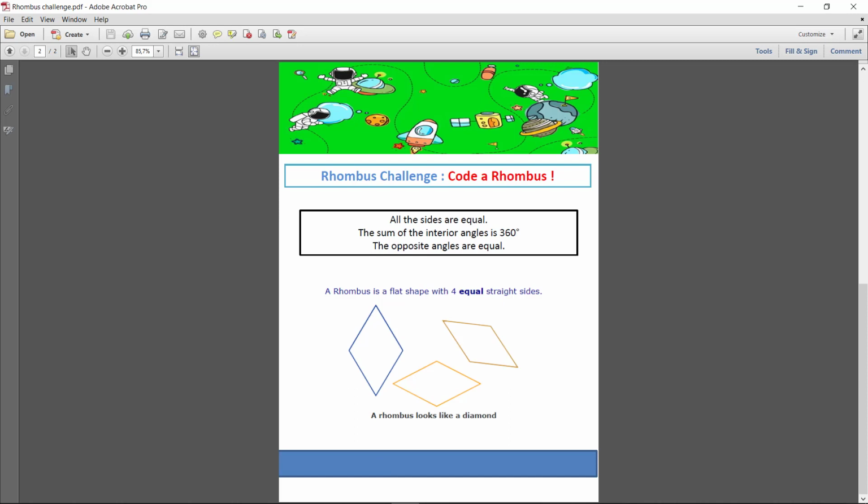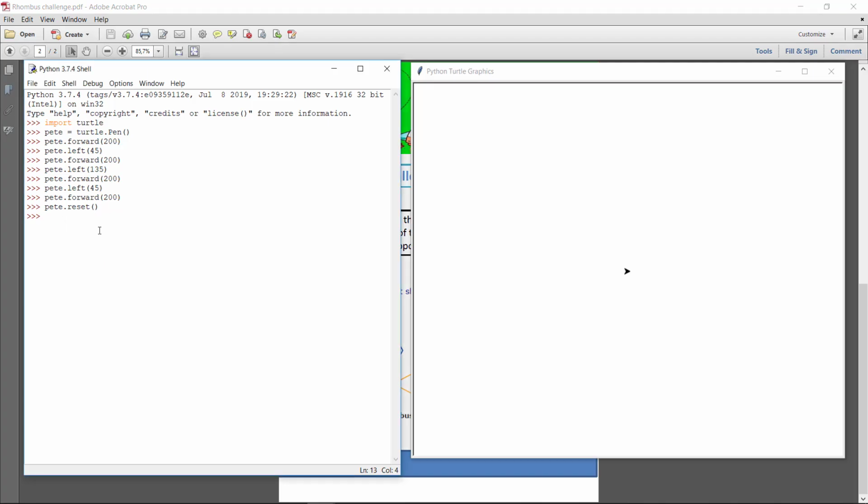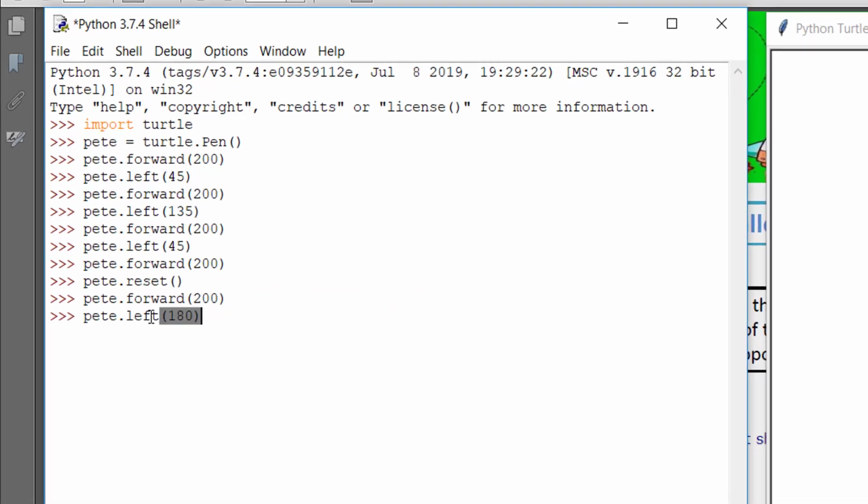So let me show you quickly why we do it like that. And this is exactly the same issue as we had with the triangles. So I'm going to make Pete go forward 200 steps again, like so. And now we want him to turn so that this angle over here is 135 degrees. But remember, we actually measure these degrees from the inside of the line to the outside. So, in effect, we need Pete to turn left 180 degrees, like that. Look at what's happening to Pete when I enter this. He is now facing the complete other way.